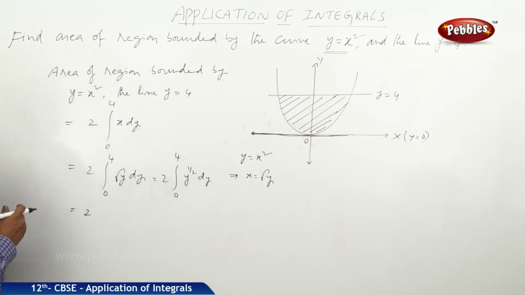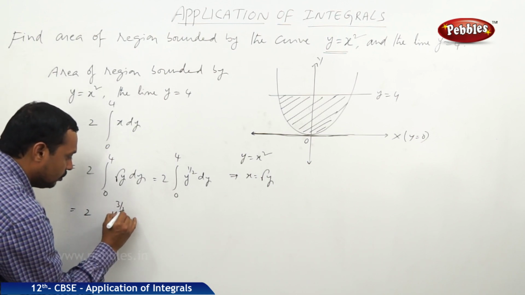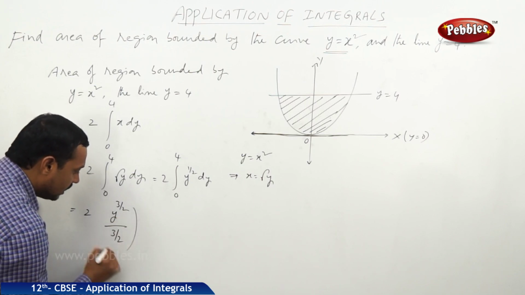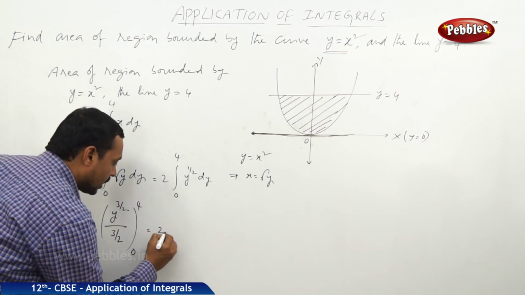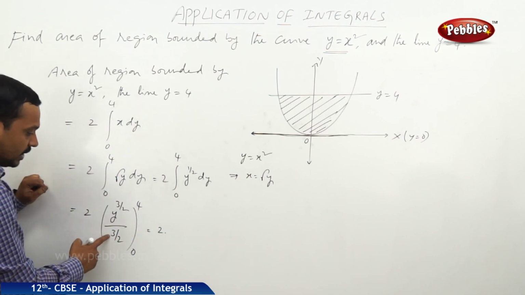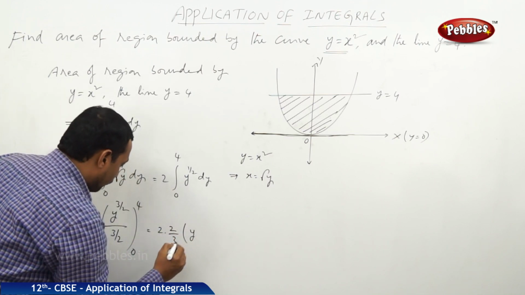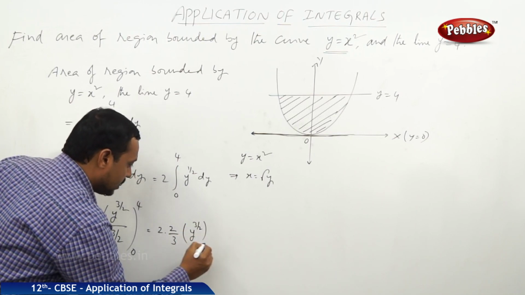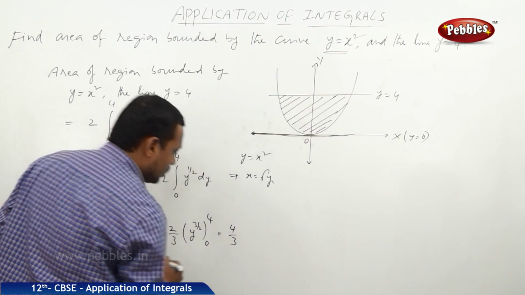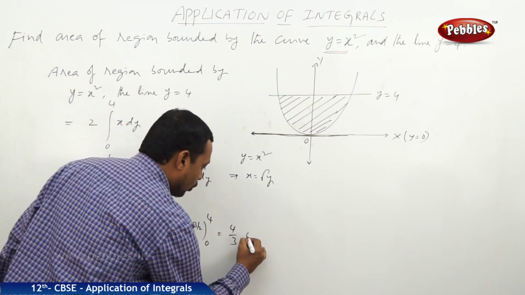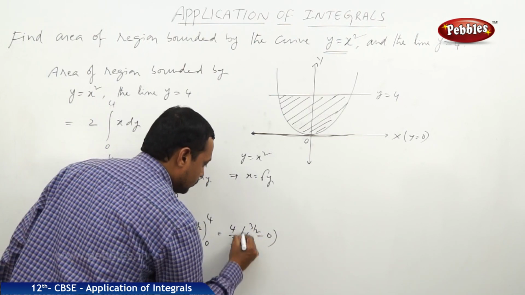Now the integration of y power 1 by 2 is equal to y power 1 by 2 plus 1, 3 by 2, under the limits 0 to 4. Now this is 2 times 1 by 3 by 2, which is equal to 2 by 3, and y power 3 by 2 between the limits 0 to 4. Now this is 4 by 3 into, substitute these values, 4 power 3 by 2 minus 0 power 3 by 2, of course it is 0.